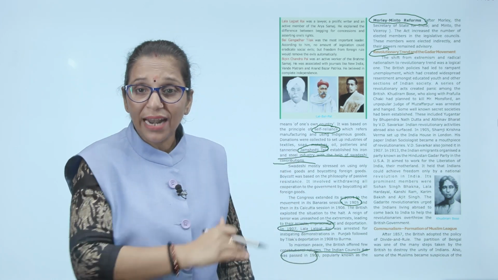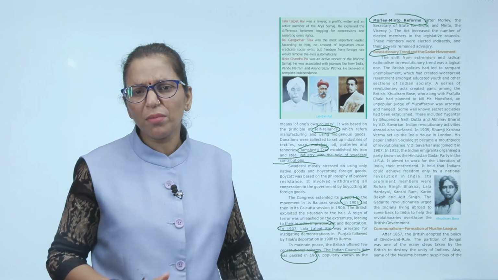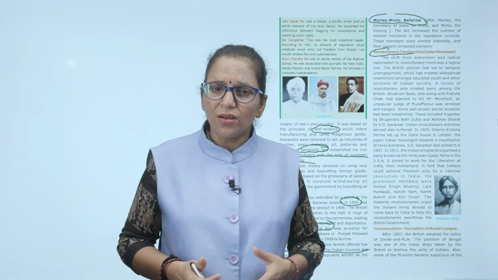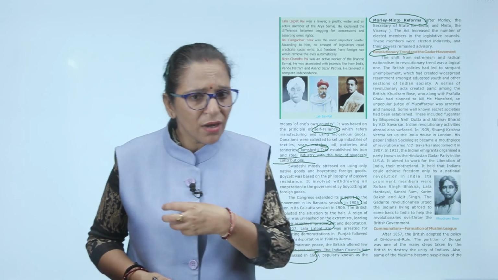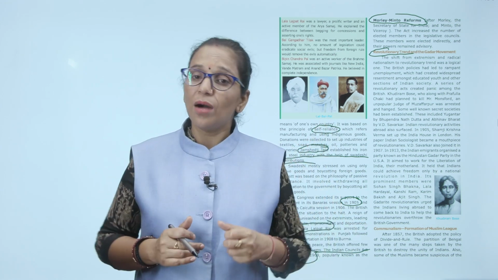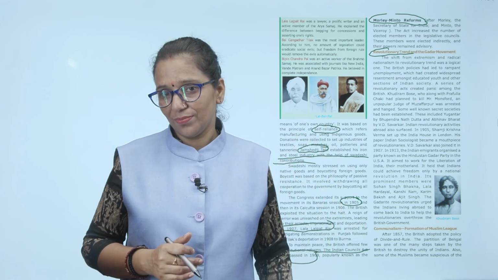The British policy had led to rampant unemployment. What are you people doing in India? You're just making us slaves. Lots of unemployment, lots of famine, nothing for livelihood. It created widespread anger among the educated classes also. And the youth of India now joined the movement.